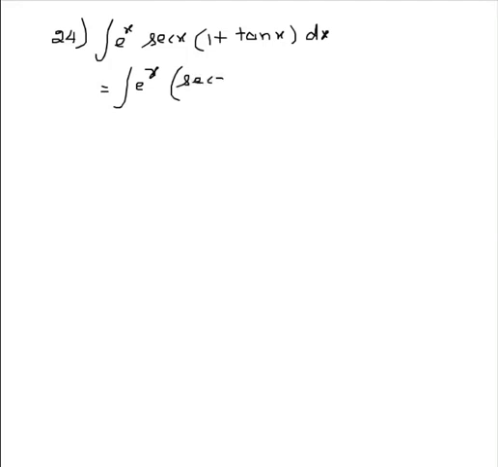Now we will do 24th question. 24th question is of the same type. Integral e raised to x secant x into 1 plus tan x dx. This is again a very simple question. Let us open the brackets. We get secant x plus secant x times tan x and dx. We know that the differential of secant x is secant x tan x. Let us write the formula.